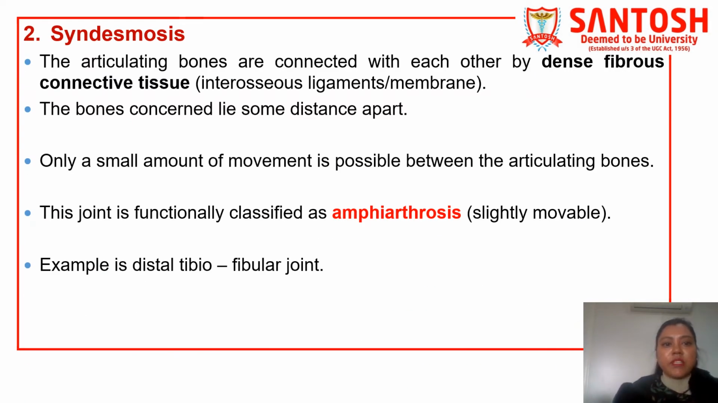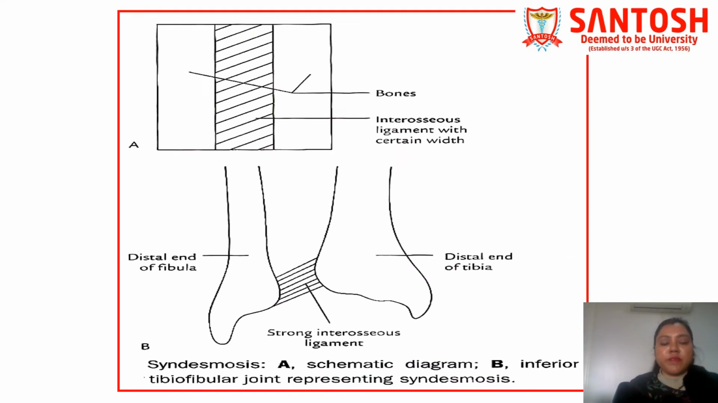Then the second type is the syndesmosis, in which the two bones are connected by dense fibrous connective tissue or the interosseous membrane, and a small amount of movement is possible between the articulating bones. They are classified as amphiarthrosis, slightly movable joints. An example is the distal tibiofibular joint, where the two bones are connected by the interosseous membrane.